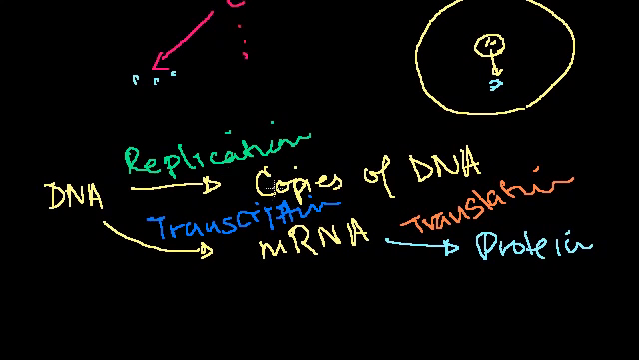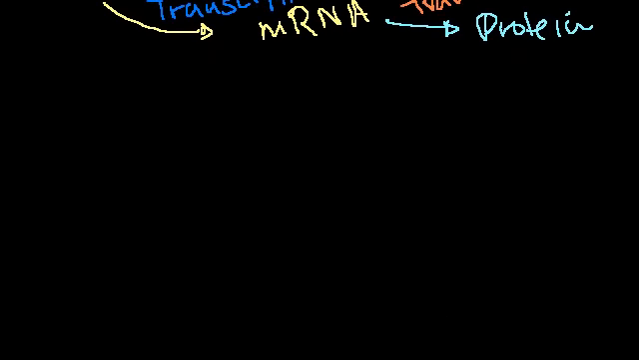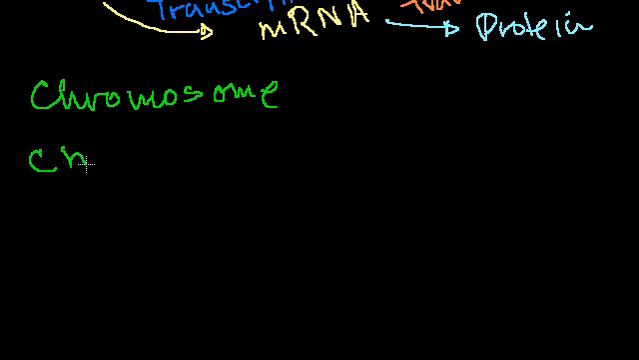Now, the other part of the vocabulary of DNA, which when I first learned it, I found tremendously confusing, are the words chromosome, chromatin, and chromatid. I'll write them down here because you can already appreciate how confusing they are.